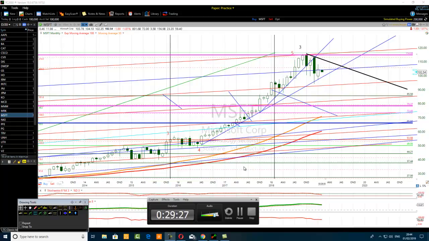The financial instrument that we are analyzing today is Microsoft stock, belonging to the technology sector, software infrastructure.